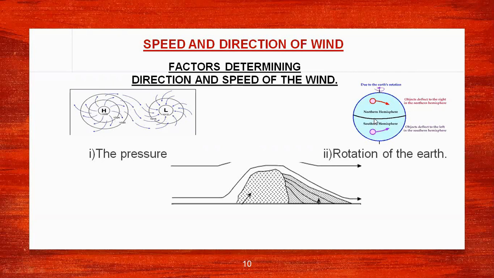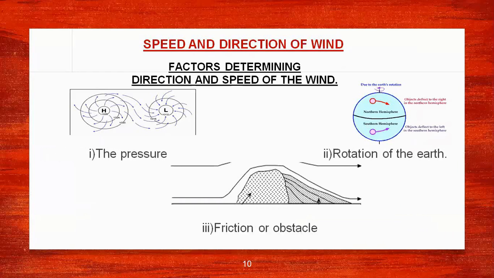Secondly, the rotation of the earth. Due to the rotation of the earth, there is a deflecting force, so the air on the northern hemisphere deflects to the right side, whereas the air on the southern hemisphere deflects to the left-hand side.